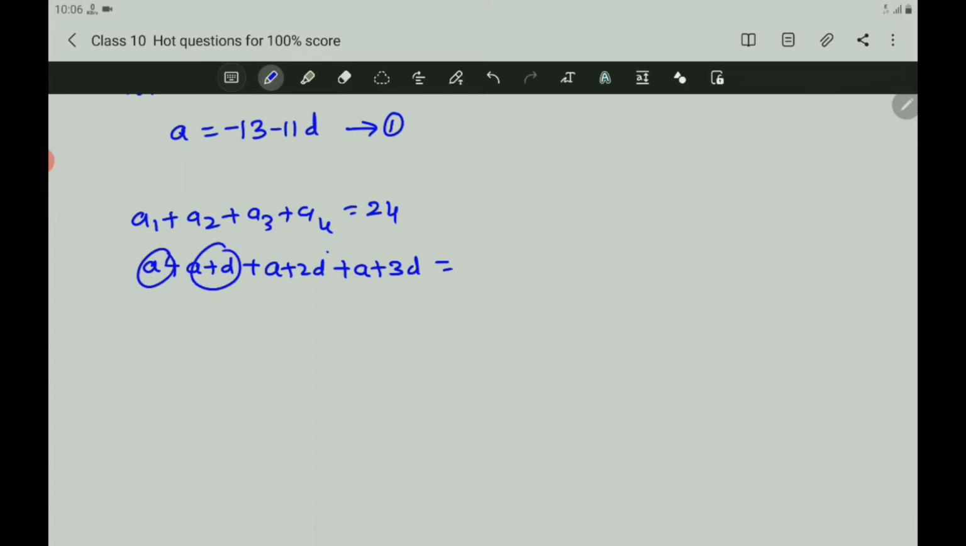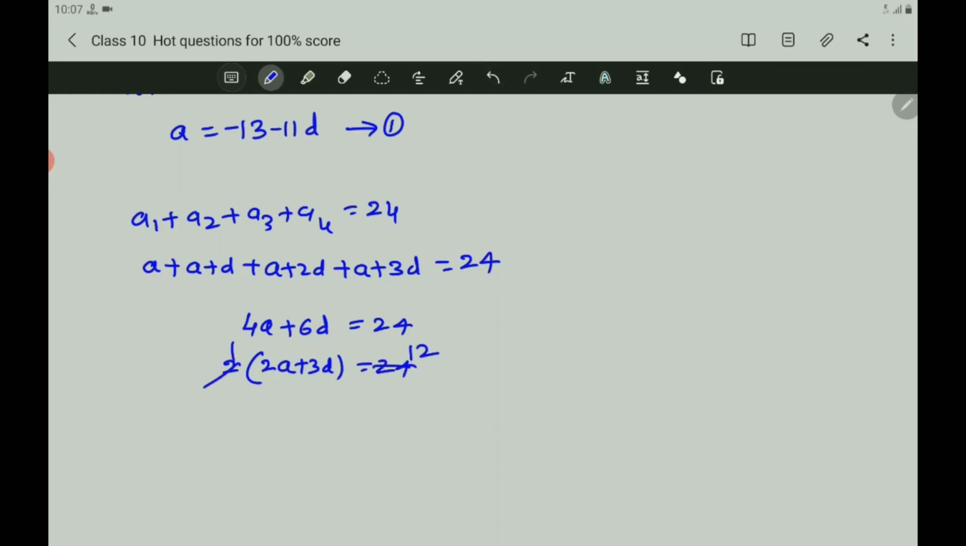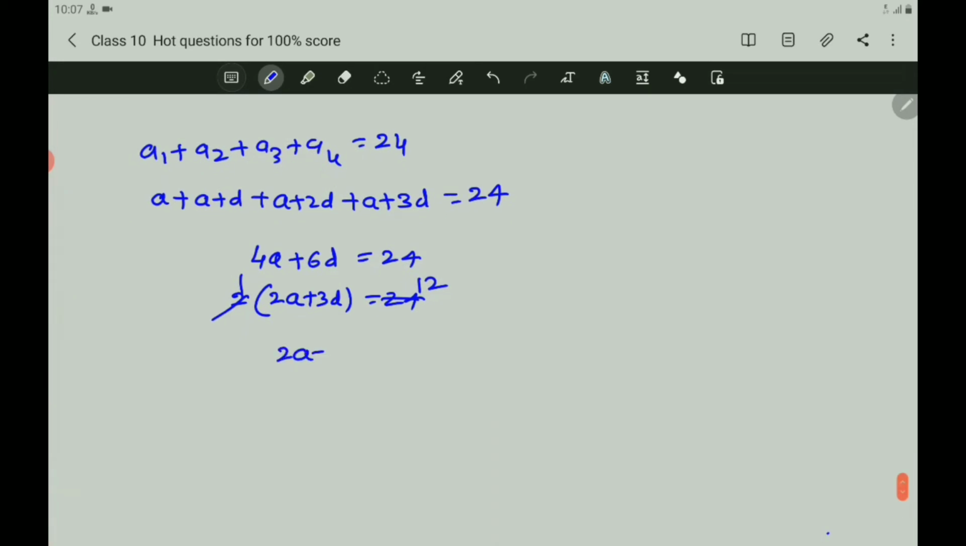So A1, A2, A3, A4 equals 24. So you get a plus a plus a plus a, 4a, and d plus 2d plus 3d. So you get 3 plus 2, 5, 5 plus 1, 6d, equals 24. Here you can take 2 as common. In the bracket you are going to get 2a plus 3d. 2 twos are 4, 2 threes are 6. That equals 24. Then 2 ones are 2, 2 twelves are 24. So you will get 2a plus 3d equals 12.